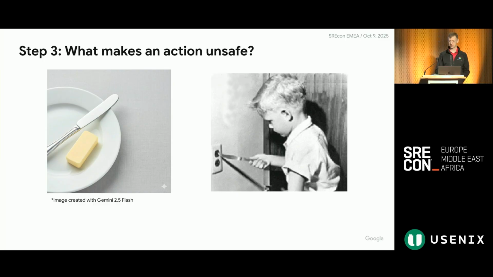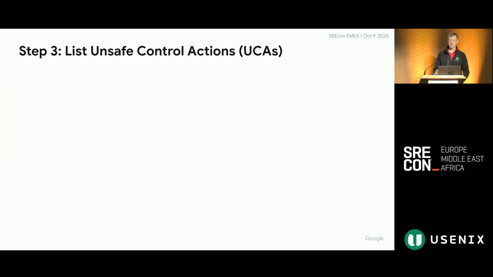So by itself, a control action such as roll back to previous version is neither safe nor unsafe. You need to know the context. Context is key. So let's add some context and list out some UCAs, unsafe control actions, for our SRE who is deciding whether to roll back production to a previous version.